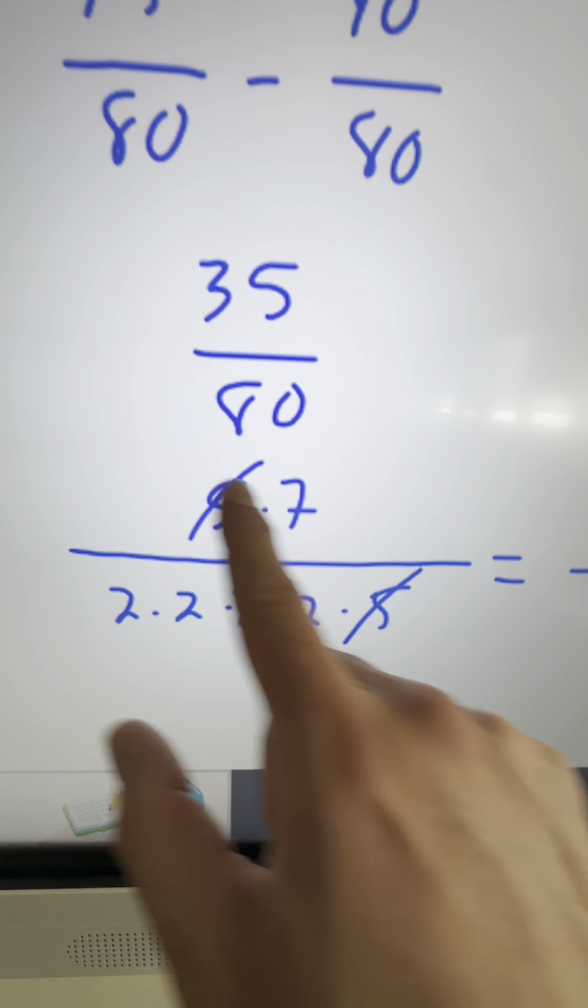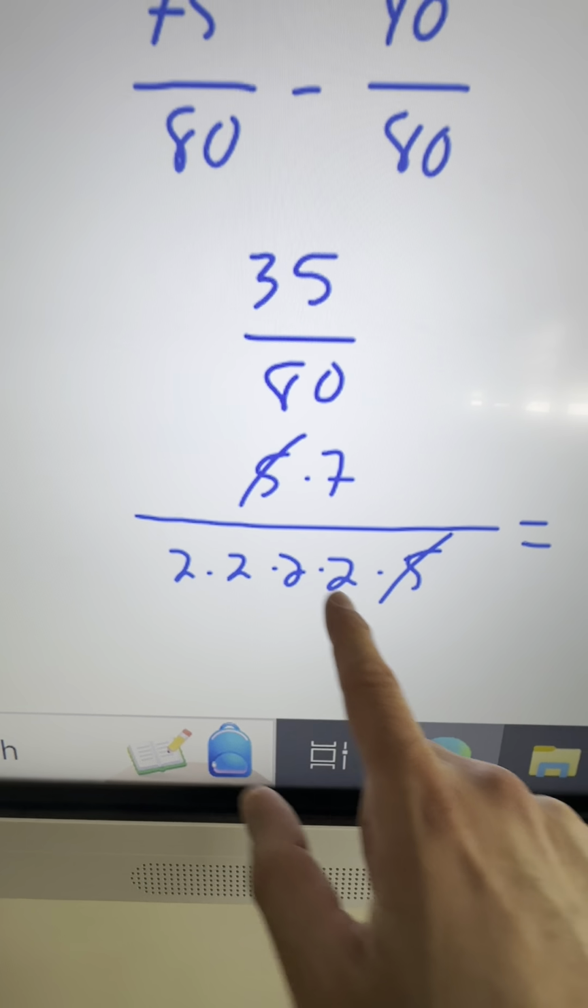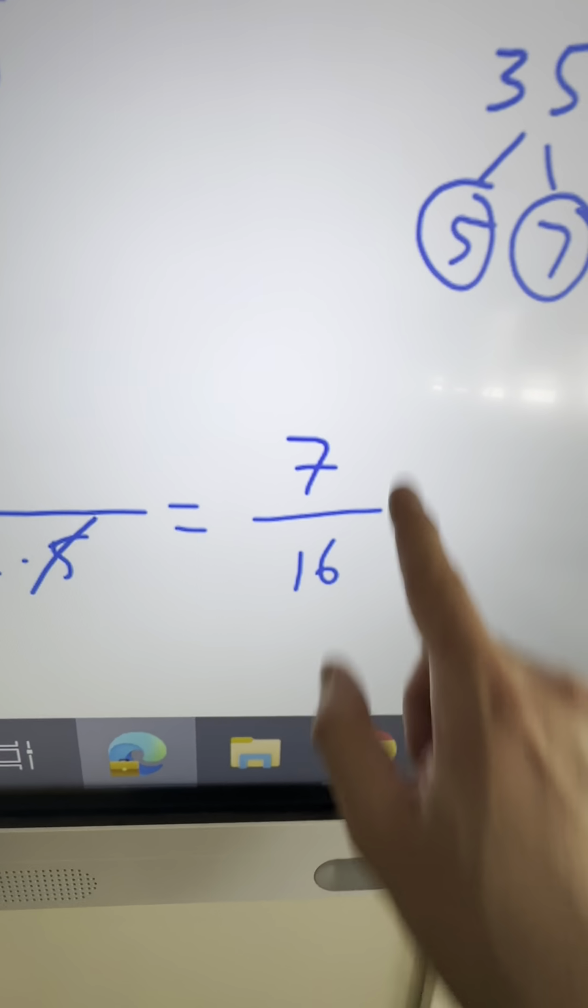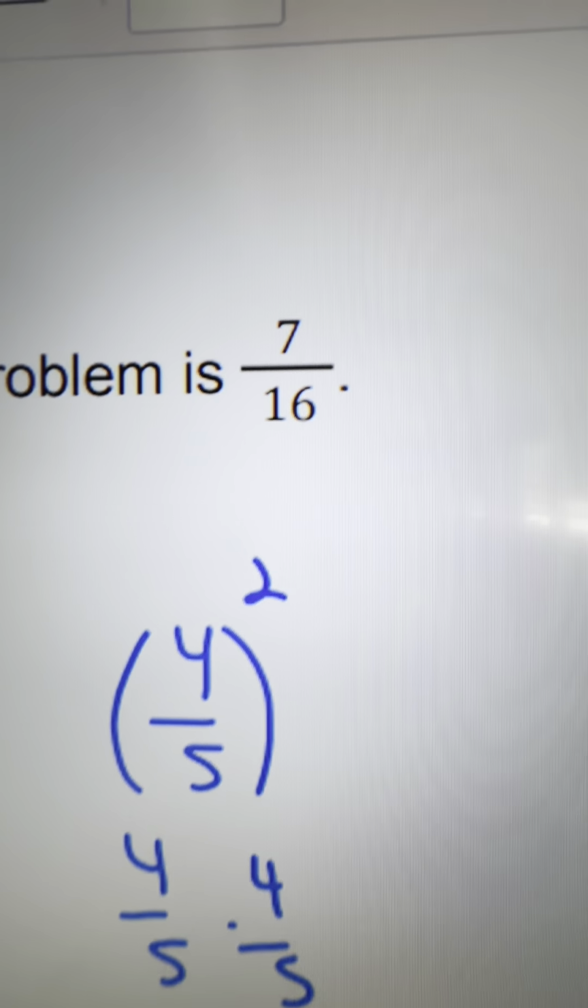So that means whatever's left, multiply. We have just a 7 up top, so that's 7. There's 4 2s on the bottom. 2 times 2 is 4. Times 2 is 8. Times 2 is 16. So I get 7/16 for my final answer, which I can see is correct.